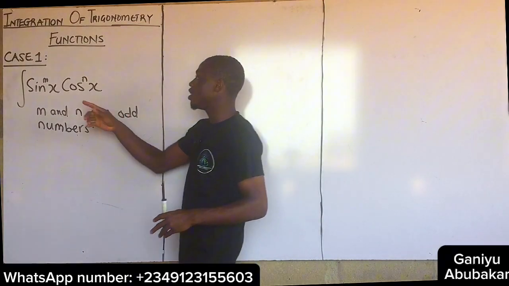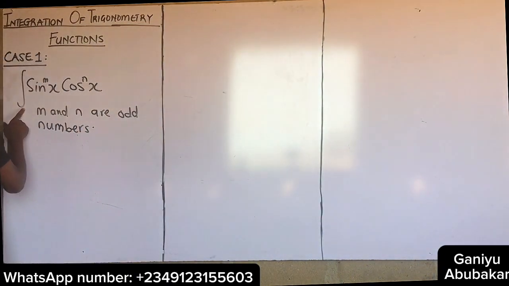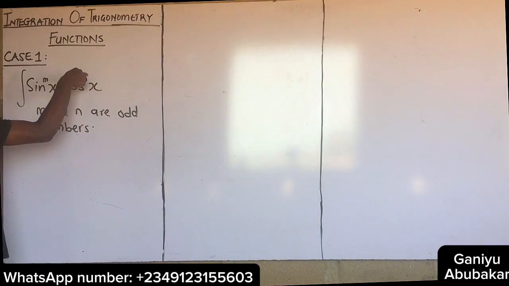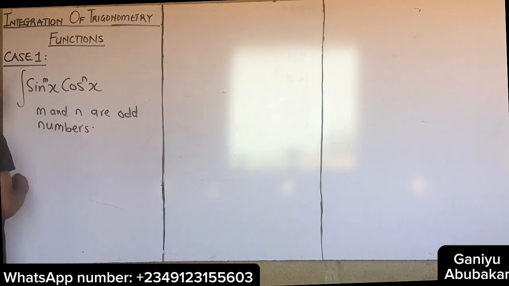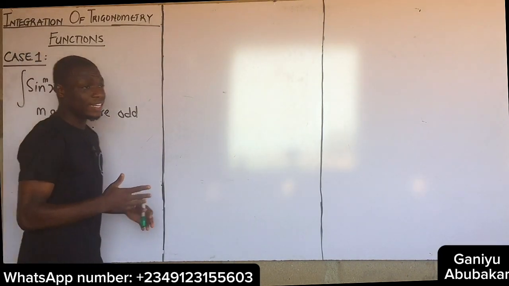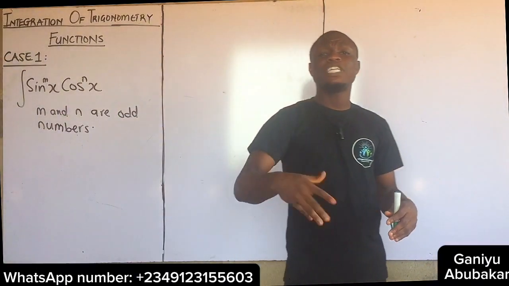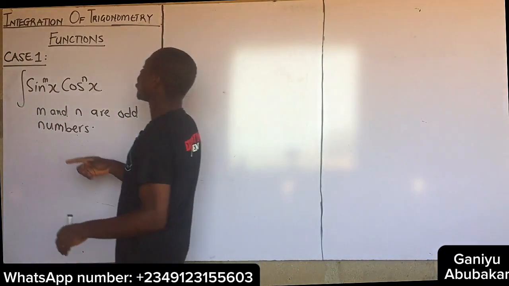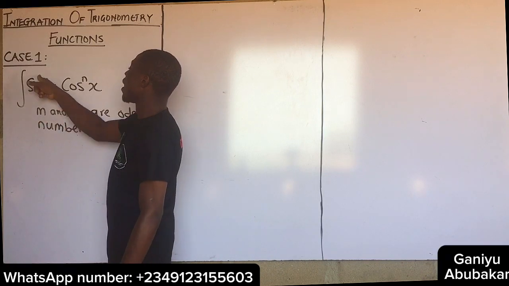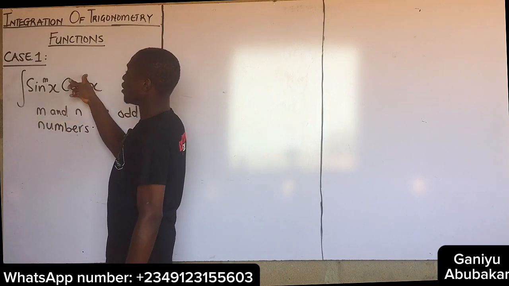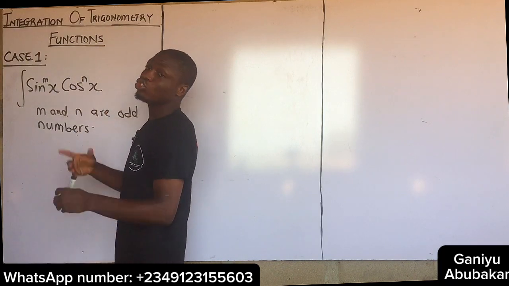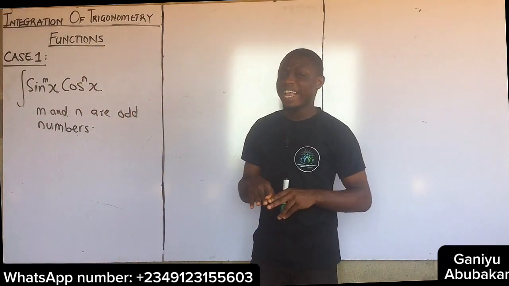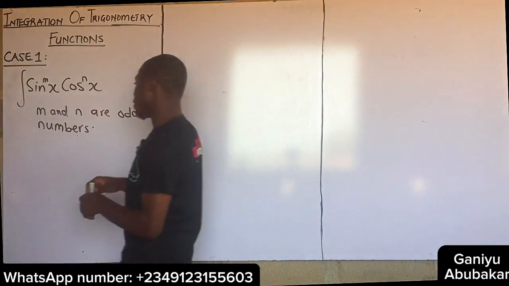Case one says if I have the integral of sine x to power m cos x to power n such that m and n are odd numbers, what do you do in that case? If you are told to perform an integration such that you have sine x to power m and cos x to power n with m and n odd, what do you do? Let me give an example of this condition here.